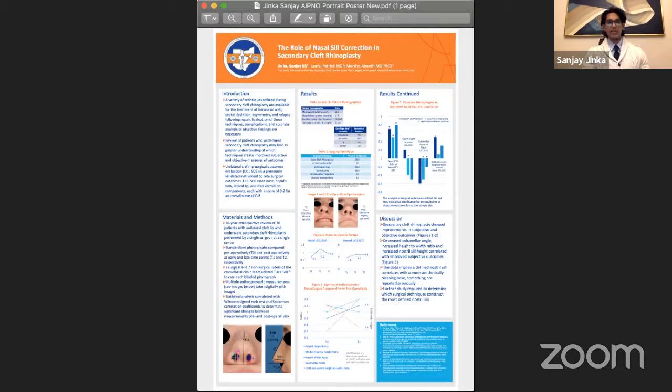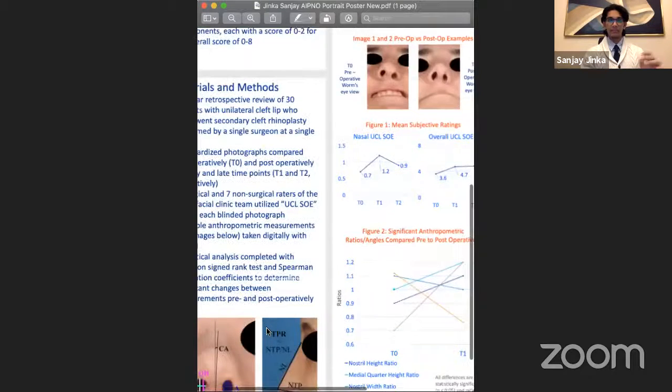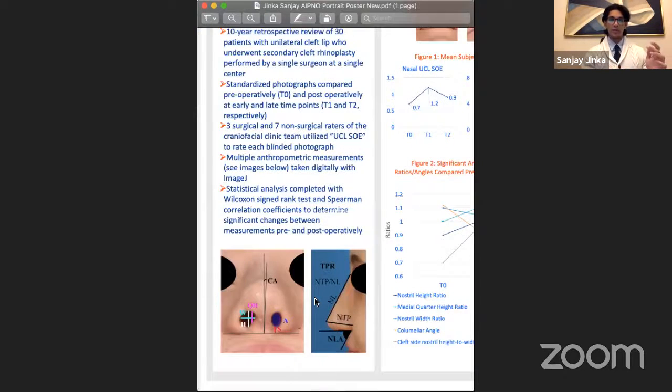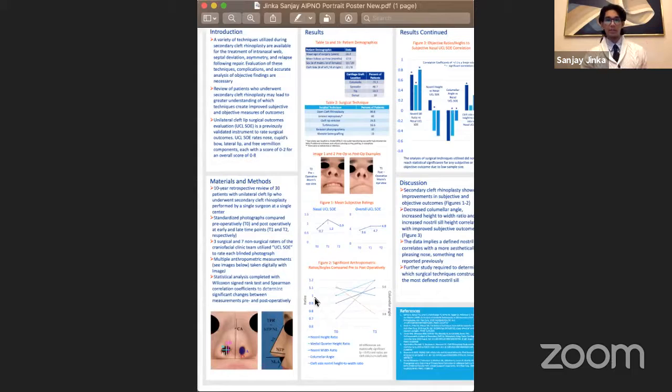To do this, we analyzed 30 photos through a 10-year retrospective review performed by a single surgeon at a single center, this being Dr. Anand Murthy. Photos were blindly rated by members of the clinic, excluding the primary surgeon, with what's known as the UCL SOE scale. In addition to subjective ratings, objective measurements were recorded using the figure here. Figures 1 and 2 show that secondary cleft rhinoplasty led to improvements in subjective and objective outcomes.